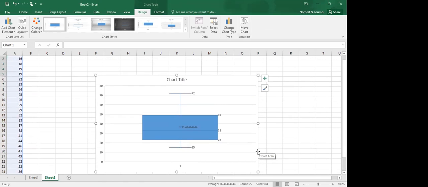The next question is to find the interquartile range, which is Q3 minus Q1. Q3 minus Q1 is 49 minus 23, which equals 26.